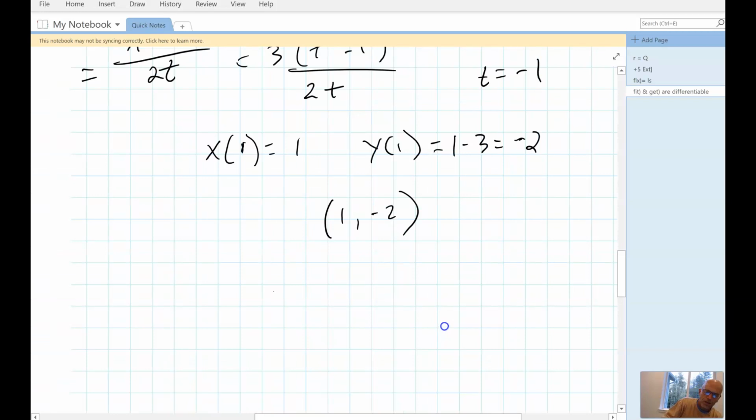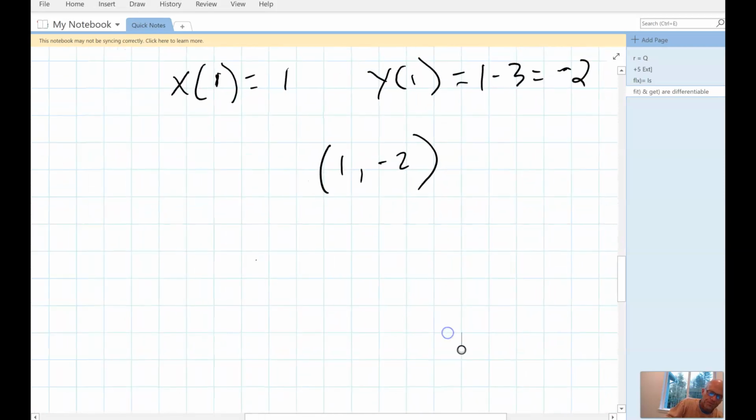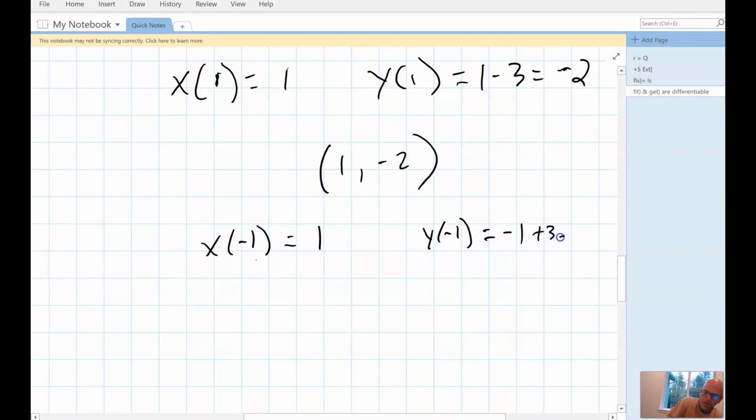And remember, we also found out that t equals negative 1 would also work. So if we do x of negative 1, that's just still going to be 1. And y of negative 1, let's see, negative 1 cubed would be negative 1, and then negative 3 times negative 1 would be positive 3. So that's going to be 2. So then we have another point of horizontal tangency at (1, 2). So those are my 2 points of horizontal tangency.